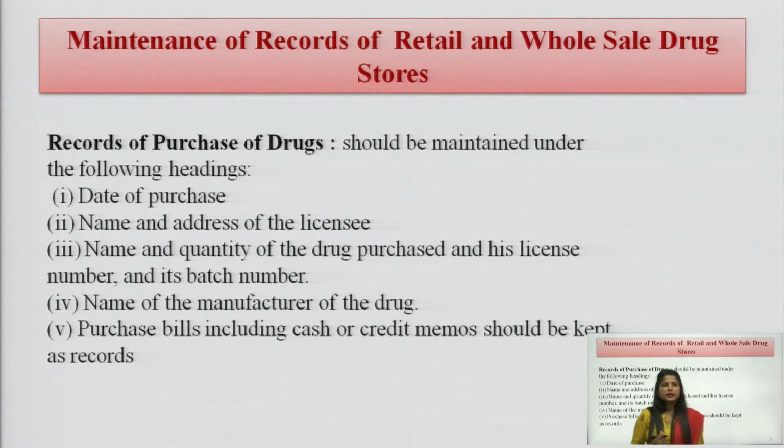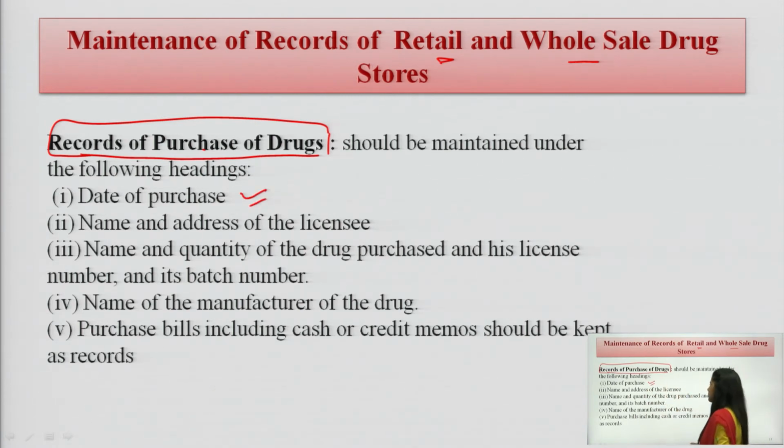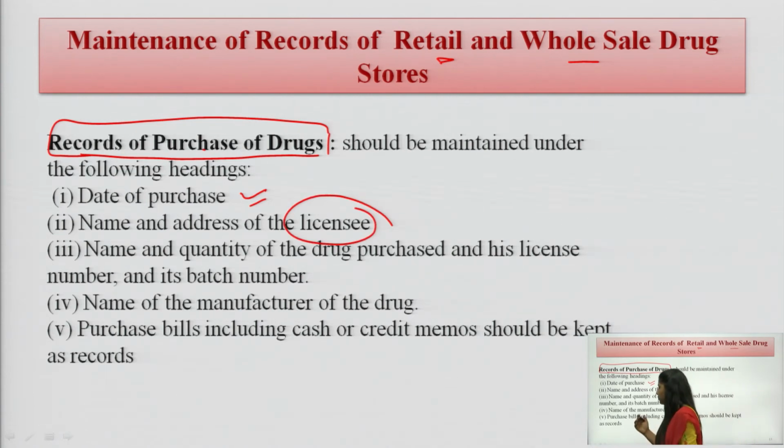Then there is a topic called maintenance of records of retail and wholesale. What are the criteria which need to be followed for maintenance of records? Records of purchase of drugs. If any retail or wholesale drug store is purchasing any drugs, what will they write in the records? They will write the date of the purchase, the license number of the manufacturer company or supplier from whom they have purchased, the name and how much quantity they have taken, so that we can get the quality also.